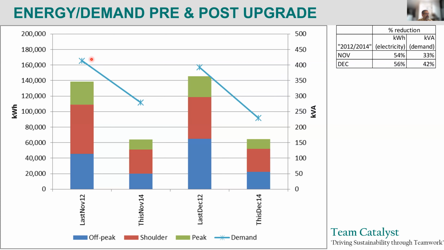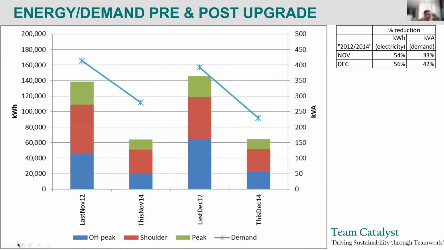And the way the electricity generator charges you for demand is, if you hit a particular demand number, like for example, in this case, about 425 kVA, and if you hit it once in a 15-minute slot, then you pay for it for the next 12 months. So if you can keep your demand down across the year, particularly in the summer months, a large component of your bill comes down.